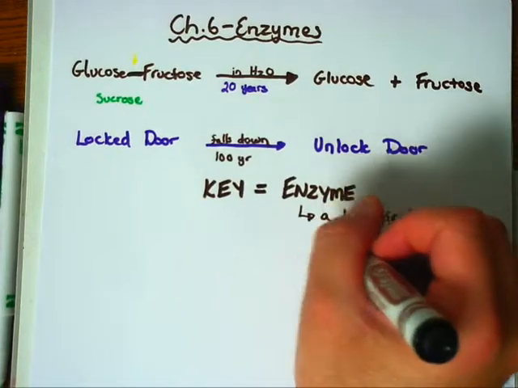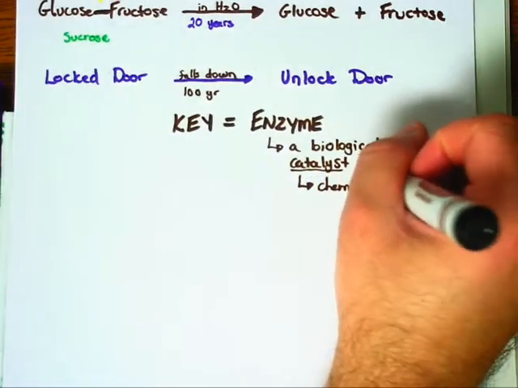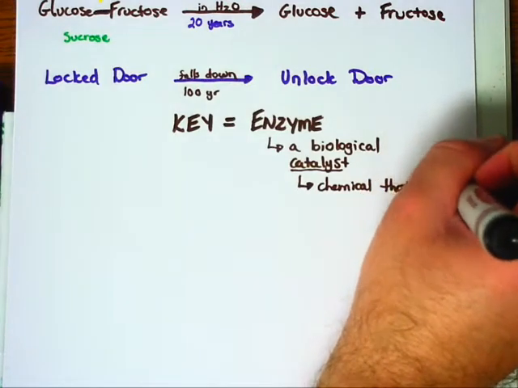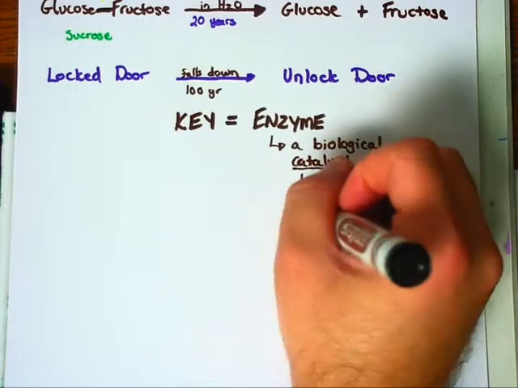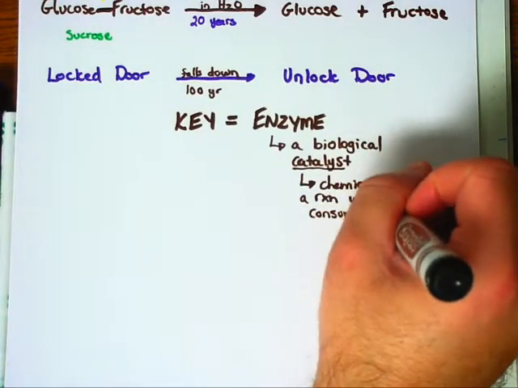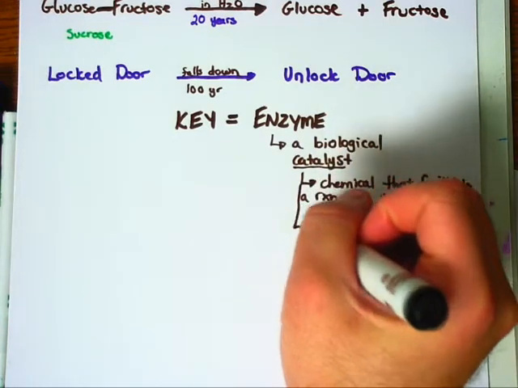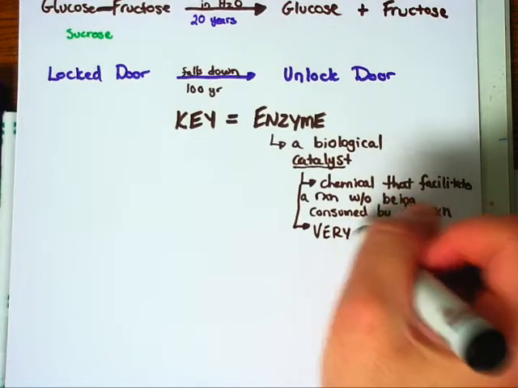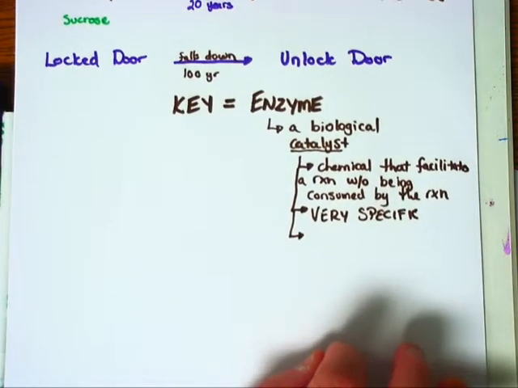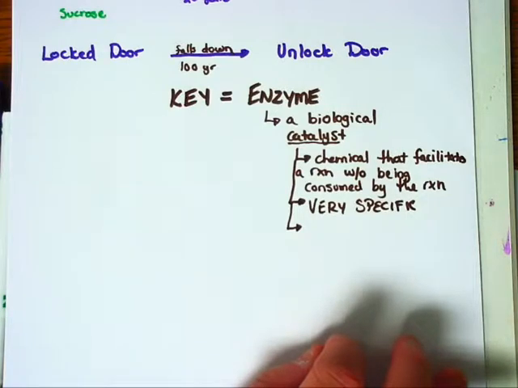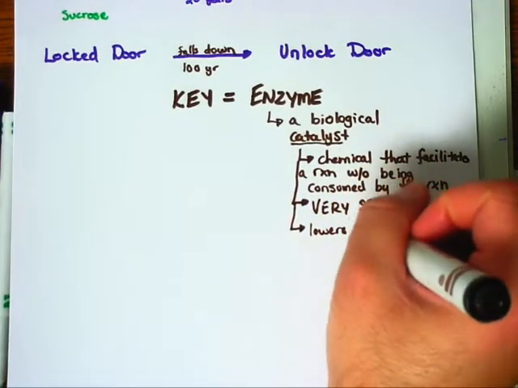Now then, a lot of people are like, well, what's a catalyst? Well, let's go there then. A catalyst is basically a component, it's a chemical, that facilitates a reaction without being consumed by the reaction. In other words, it's reusable. It's also very specific. And lastly, one thing that it does is it lowers the activation energy.